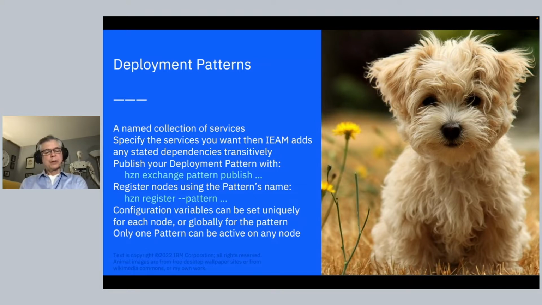Then you register your nodes using the name of that pattern. So hzn register --pattern, and then the name of the pattern. And then you can set configuration variables either uniquely for each node. So at registration time, you can specify values for configuration variables for each node. Or you can use the Exchange to set them on individual nodes, or you can set them globally for the entire pattern. But the one main restriction for the pattern mechanism is that only one pattern can ever be active on any one edge node.